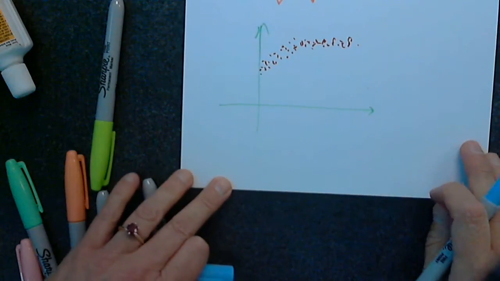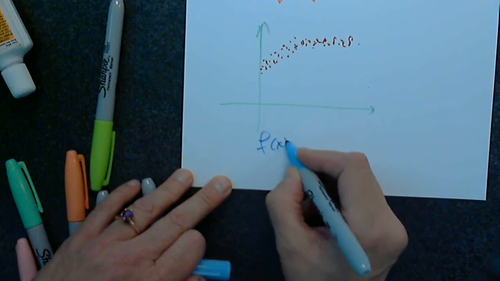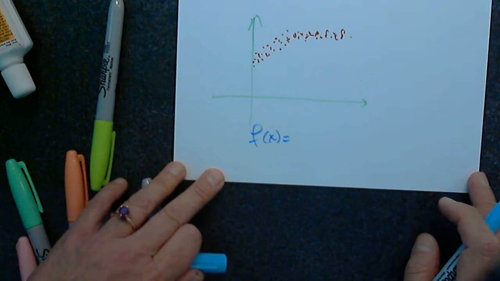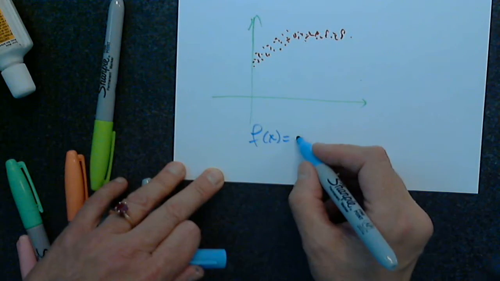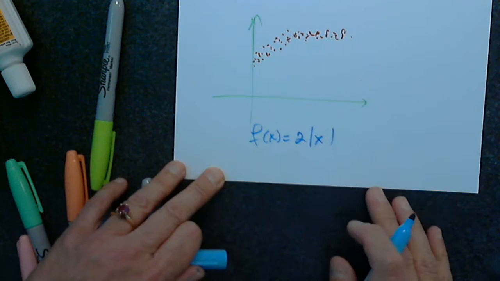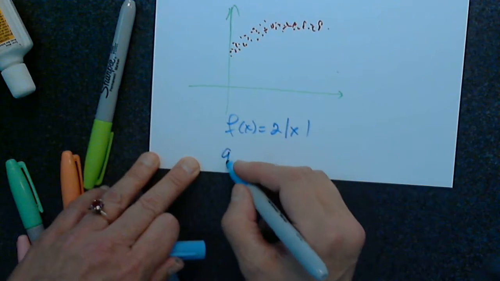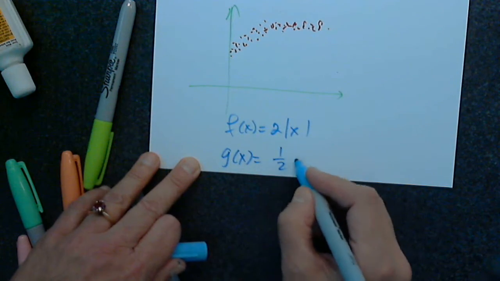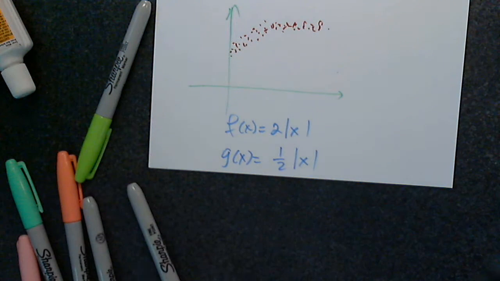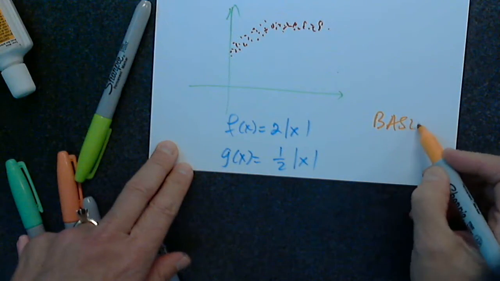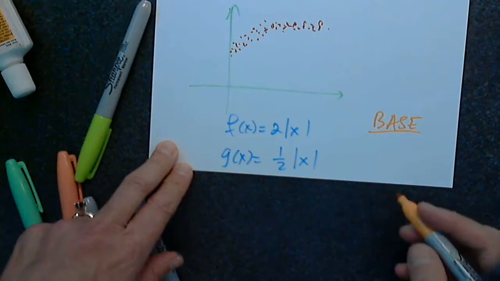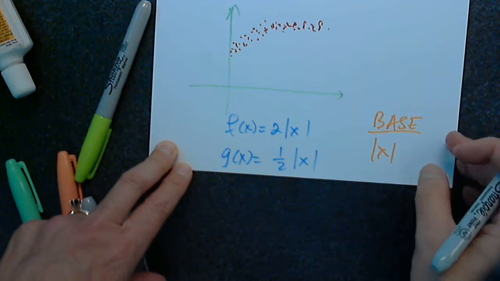I'm going to come up with 2 functions. Let's say f of x equals the absolute value of x, and g of x equals 1/2 the absolute value of x. Like before, we have to identify the base function. Which function did I use in this case? Very good, of course, thank you very much.